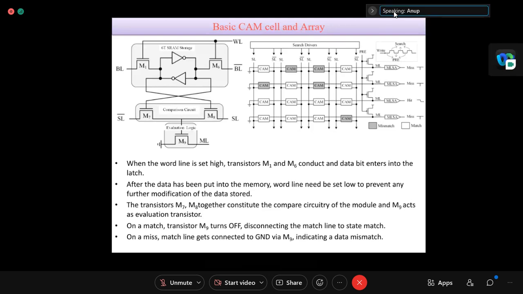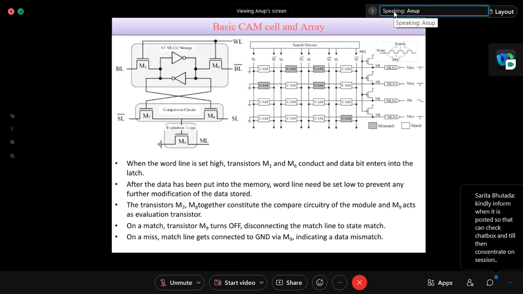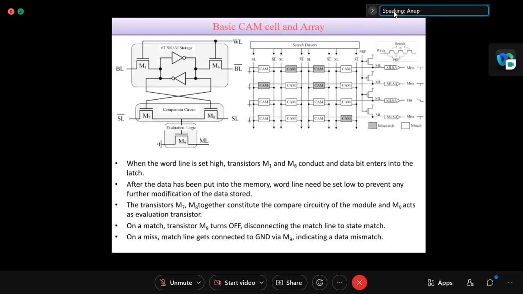MLs are connected together, either in series or in parallel, and how they are connected determines how the current comes through the circuit. So depending on the connections of the ML, two different CAMs are there: NAND type ML and NOR type ML. What is the NAND type ML?